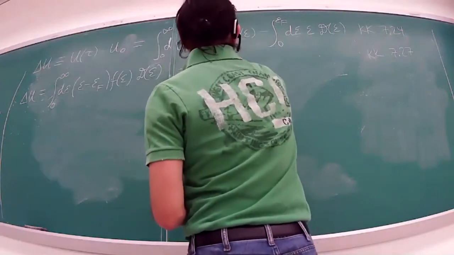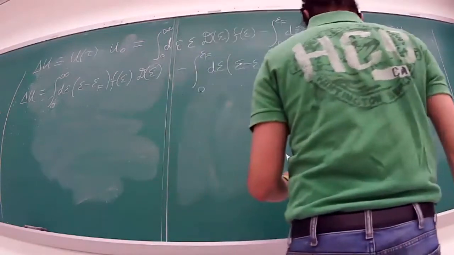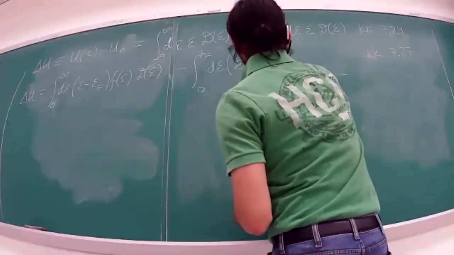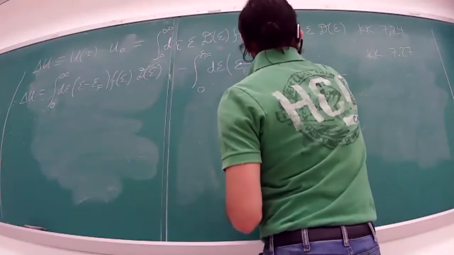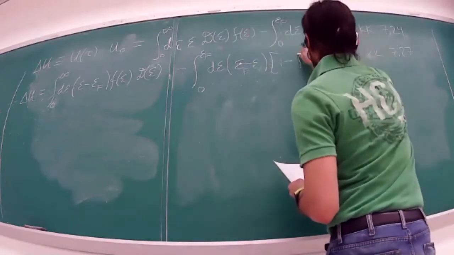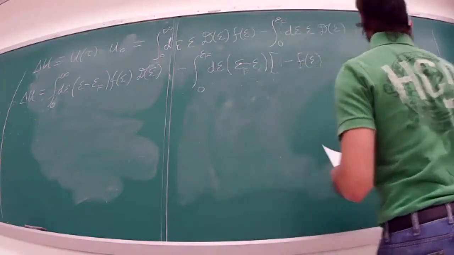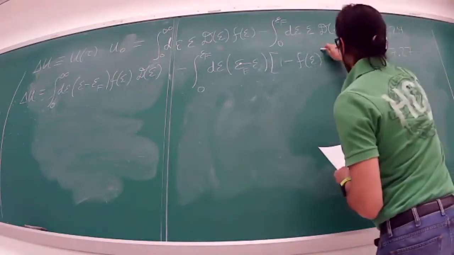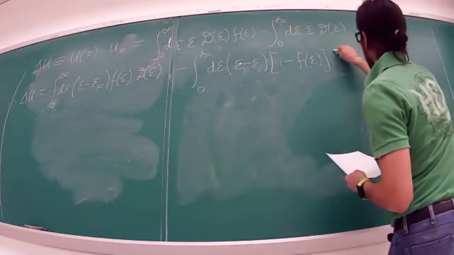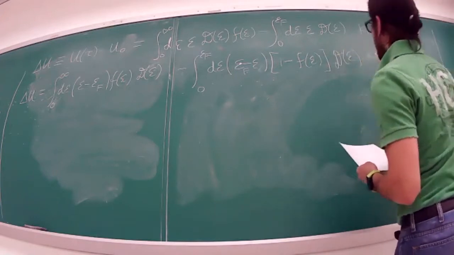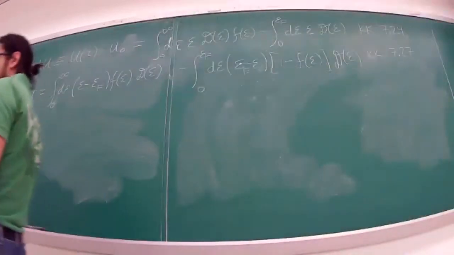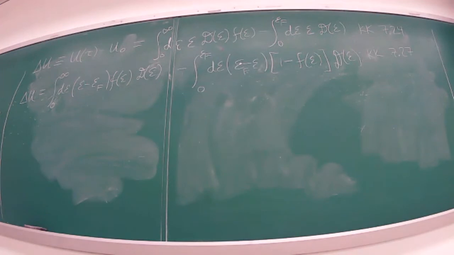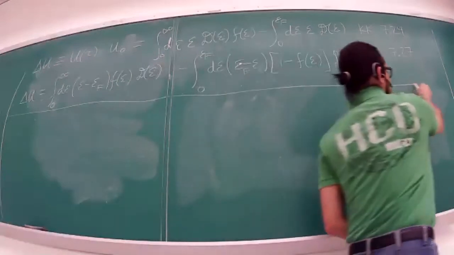This one is EF minus E, times one minus F(E), times the density of states. So we expand this equation. I'm going to draw a line over here.